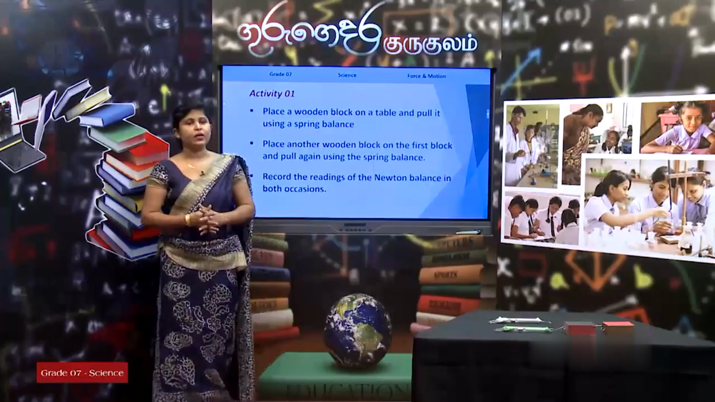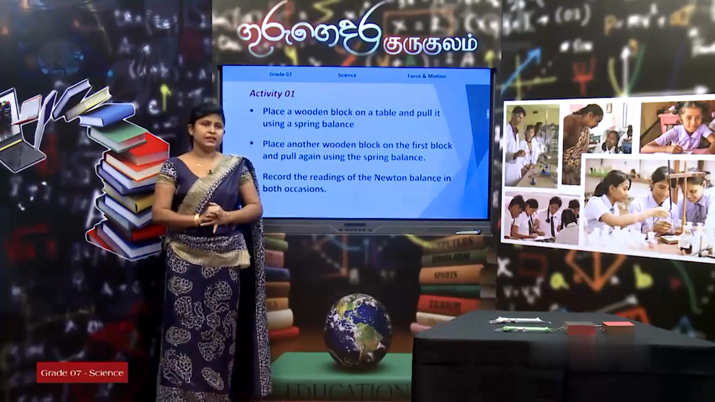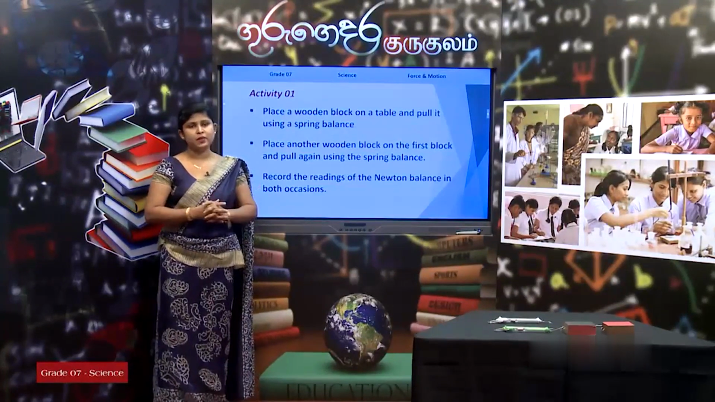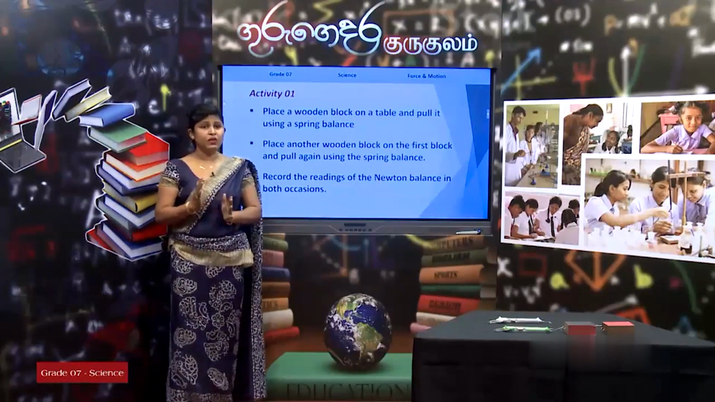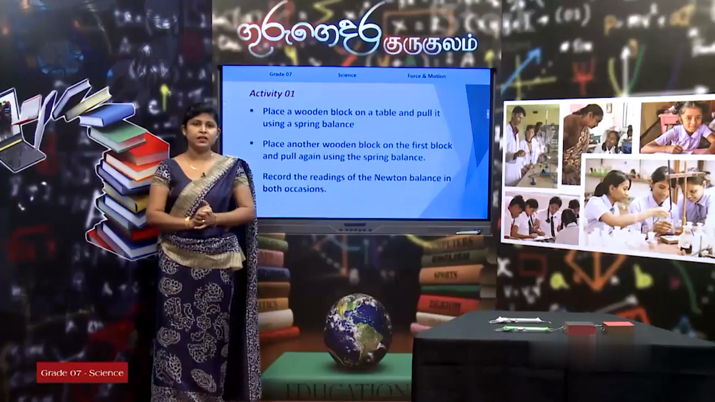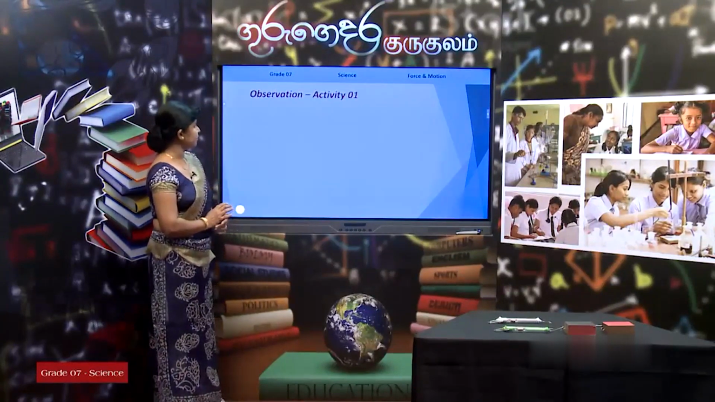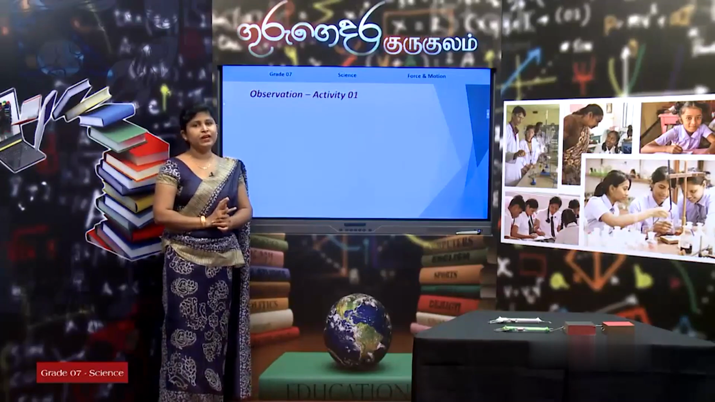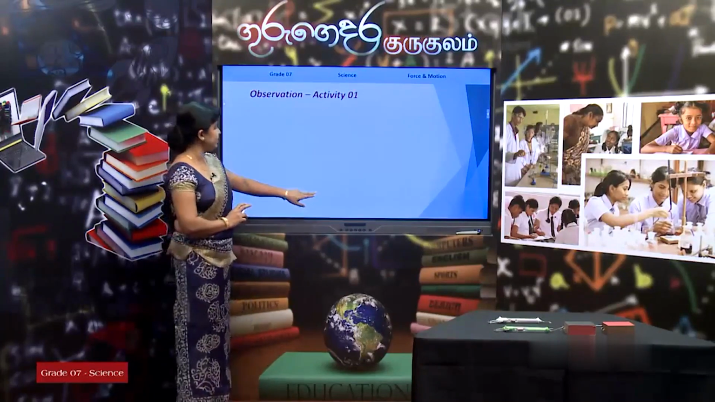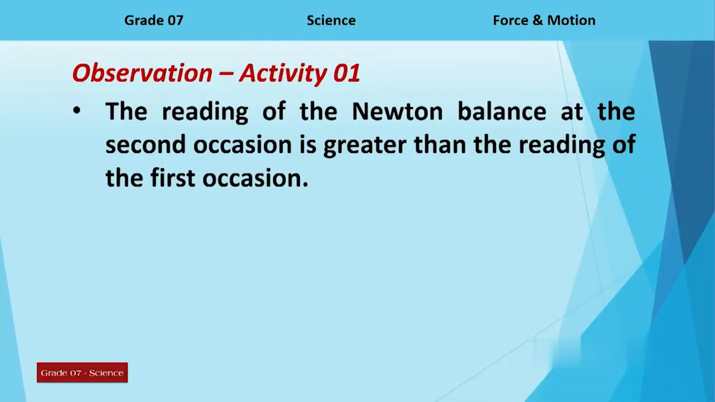My dear children, you have to understand that when we use one wooden block there was a reading in the spring balance. But when we use both wooden blocks, the reading was increased. Observation activity 1. Now you have got the observation. The reading of the Newton balance at the second occasion is greater than the reading of the first occasion. Right? That was clear.